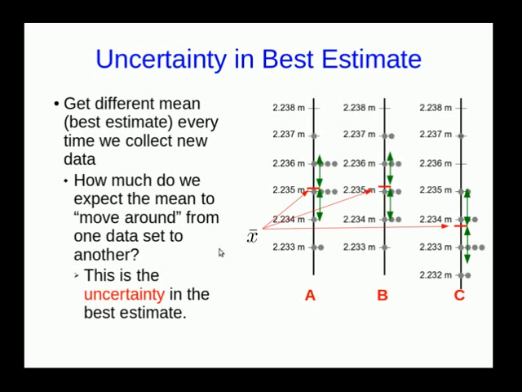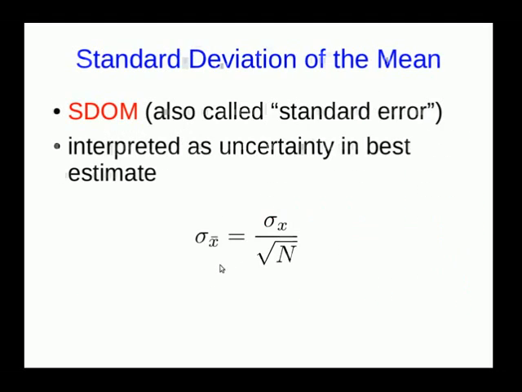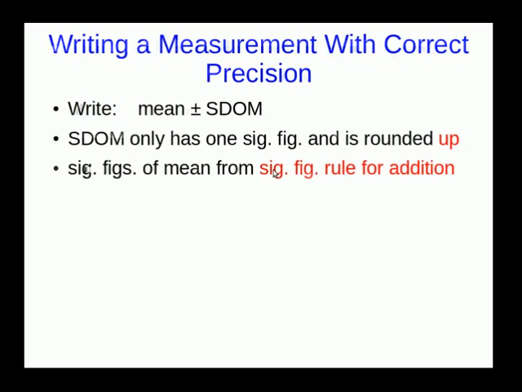So we need something else that's an estimate of our amount of wiggle of the mean. So the thing you use is something called the standard deviation of the mean, SDOM. If you take a stats course, you might hear it called standard error. This is the thing we interpret as the uncertainty in our best estimate, the uncertainty in our mean. And you just get it, here it is, sigma x bar. The standard deviation of the mean is just your standard deviation divided by the square root of the number of data points you have. That's it.